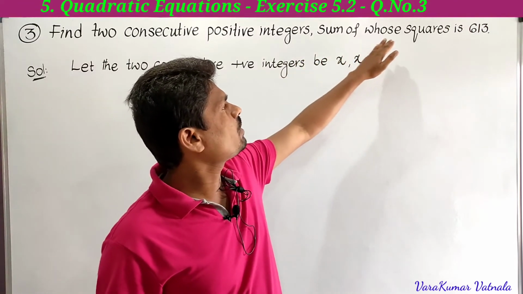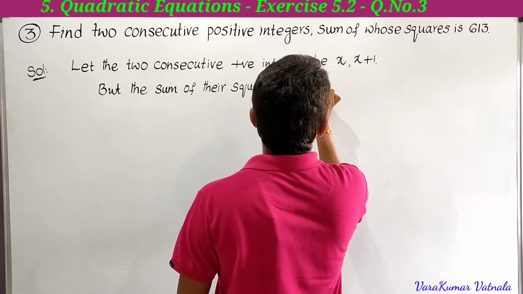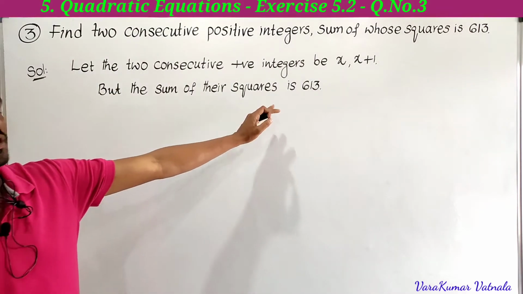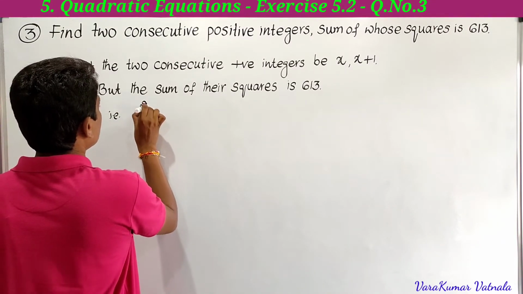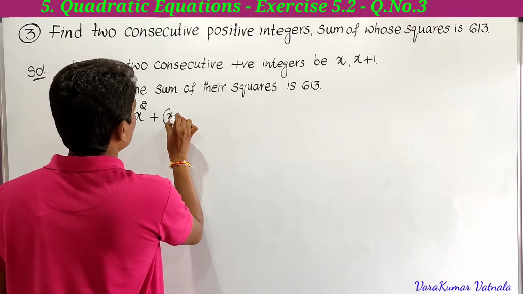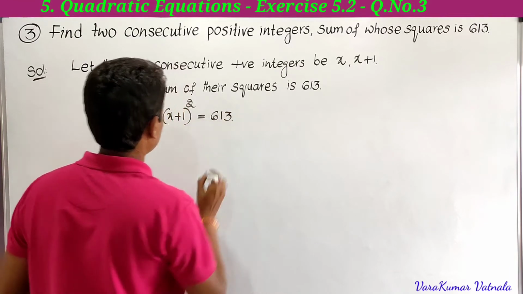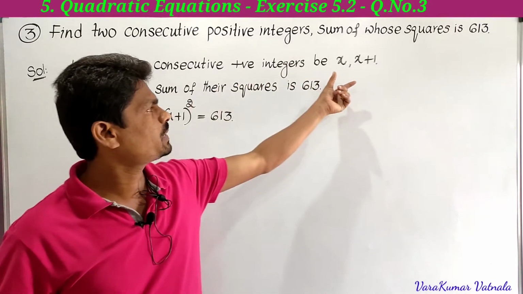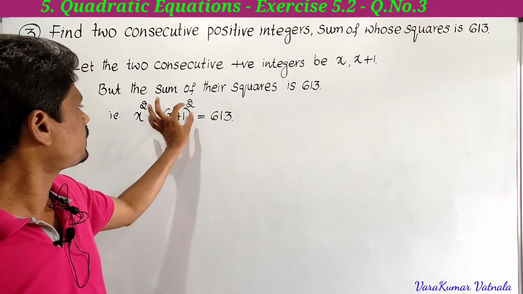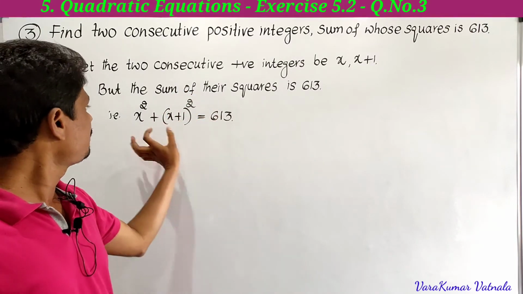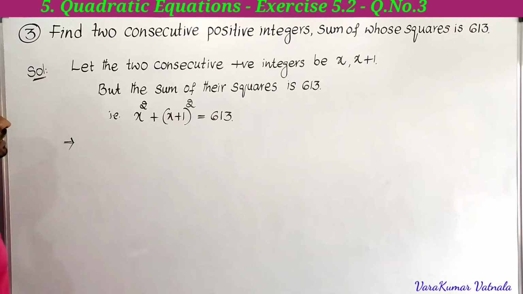It says that the sum of their squares is 613. How can we write it? Their squares are x square and x plus 1 whole square. Sum means we have to add. So x square plus (x plus 1) whole square is equal to 613.